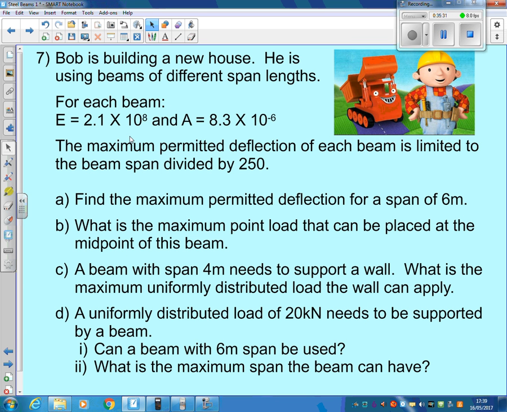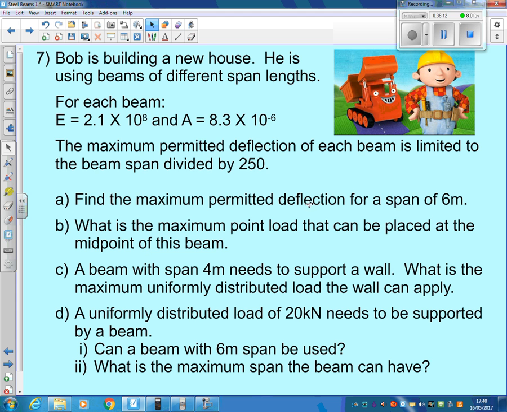Right, last question. Bob's building a new house. He's using beams of different span lengths. No points for guessing who that is. For each beam, you're told what E is, you're told what A is. The maximum permitted deflection of each beam is limited to the beam span divided by 250. This is what happens in real life. Structural engineers don't want to have very much deflection at all. So whatever the span is, they will have a limit. In this case, the limit is the beam span divided by 250. That's the maximum amount you can have it deflected by.